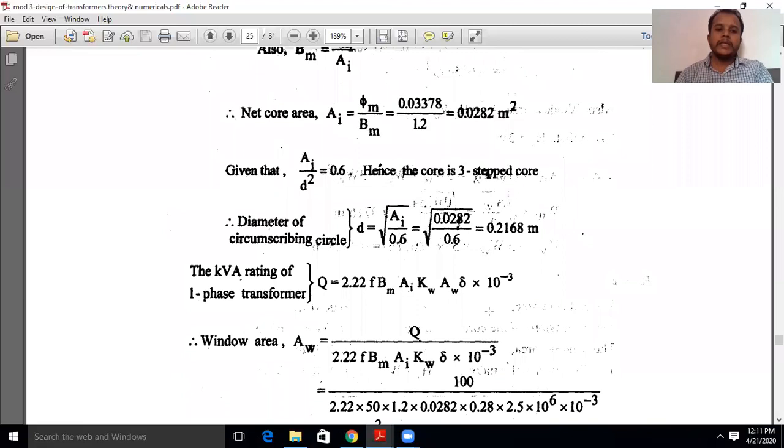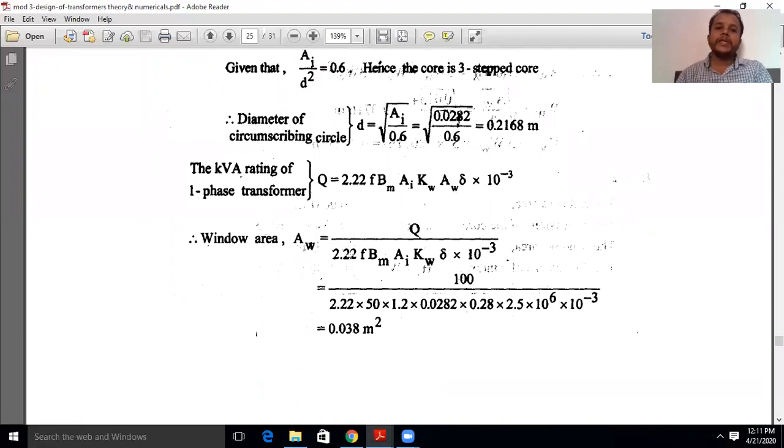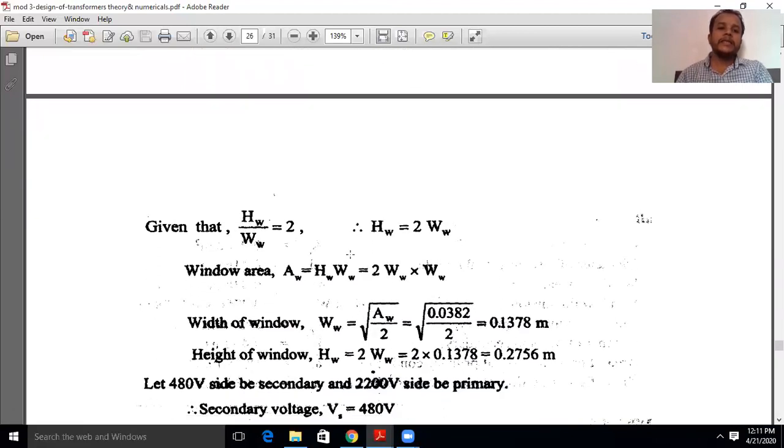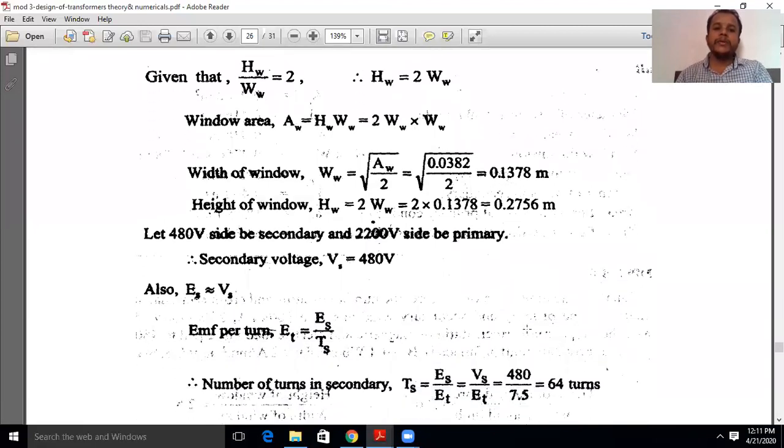Now go for the KVA rating of a transformer. By using this equation, we can calculate the window area Aw. So it is 0.038 meter square. Then given that Hw by Ww is equal to 2, so Hw is equal to 2 into Ww. So window area Aw will be Hw into Ww, that is 2Ww into Ww. So we can calculate Ww as the square root of Aw divided by 2. It is 0.1378 meter. Then the height of the window will be Hw is equal to 2Ww, so the height of the window will be 0.2756 meter.